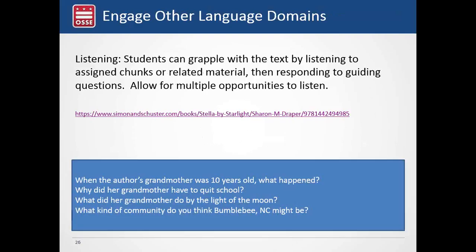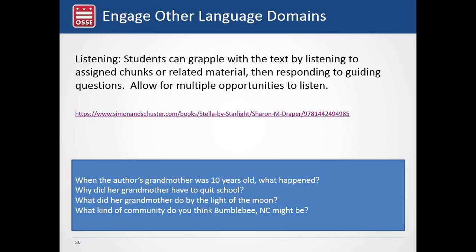So I mentioned engaging other language domains. And I also mentioned earlier in the webinar that the 4 language domains are interrelated. Here, with Stella by Starlight, in addition to exercising the listening domain, students could also enhance their engagement. So I pulled out a short piece of media for students to listen to, and we'll listen to it together. And then I have some guiding questions at the bottom.